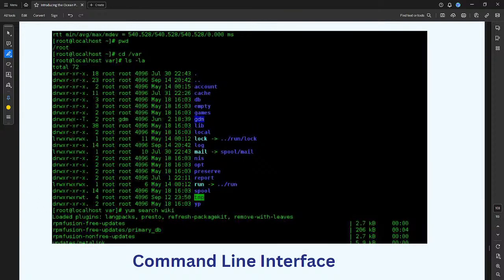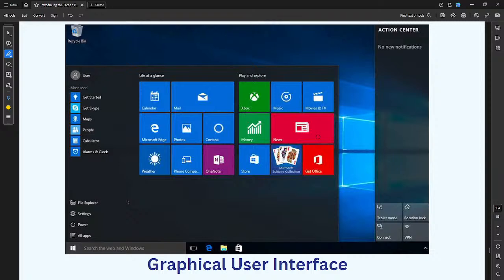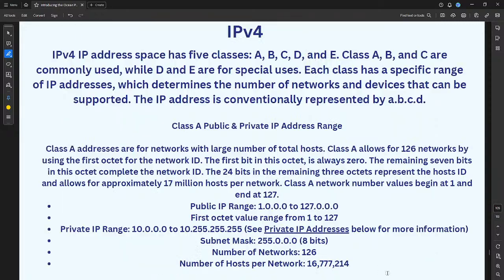So for instance, this is an example of a command line interface. On which system is this? This looks like a Linux system, because I can see the root at localhost, so this is a Linux system. This is an example of the command line interface. And this is an example of the graphical user interface, which is Windows, as it's glaring.